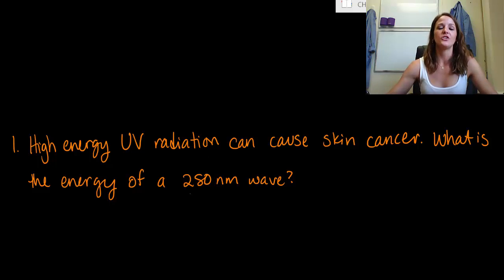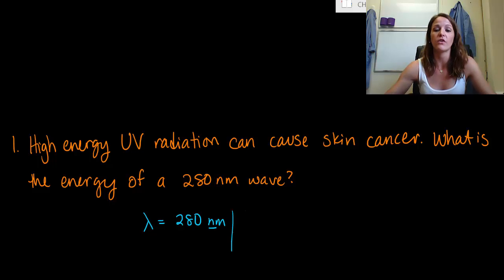The first thing you need to do is start identifying your variables, okay? When we're doing energy calculations, they're a little bit more complicated than just wavelength frequency calculations, so it's very important that you identify the variables as the very first step. We're saying that we have a 280 nanometer wave, so right away we know our wavelength is 280 nanometers. Right away you should be saying, I can't have nanometers, so I need to convert. And we know that there's 1 times 10 to the 9th nanometers in every 1 meter.